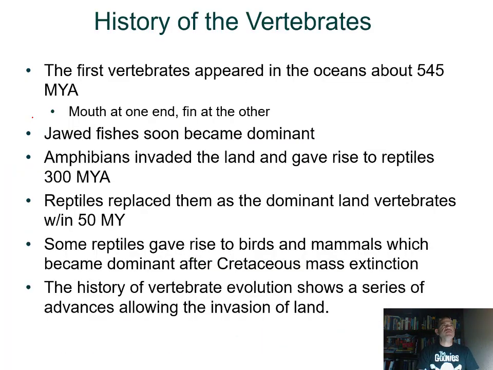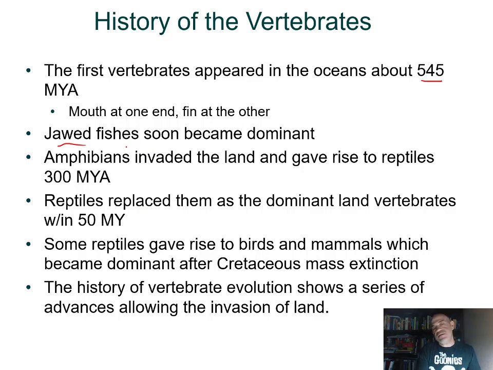So the history of vertebrates, when we look at them, what was their origin? We have to go back to the oceans to find some of the first vertebrate fossils. About 545 million years ago, you had these early vertebrates that had a mouth on one end and a fin on the other. They didn't have paired fins like we see in today's modern fish. These early vertebrates didn't even have a jaw, so they had a mouth, but they didn't have a jawbone. And then jawed fish evolved, and they started becoming more dominant because they were able to use the habitat in ways that the jawless fish could not.